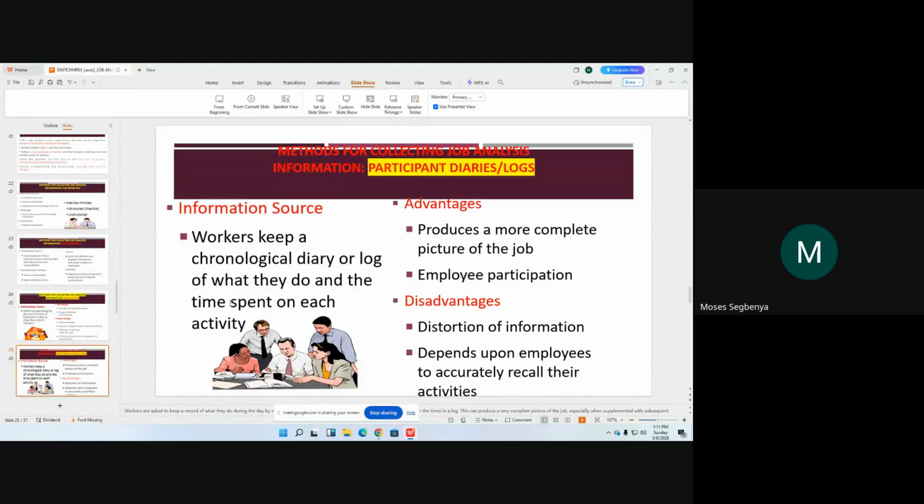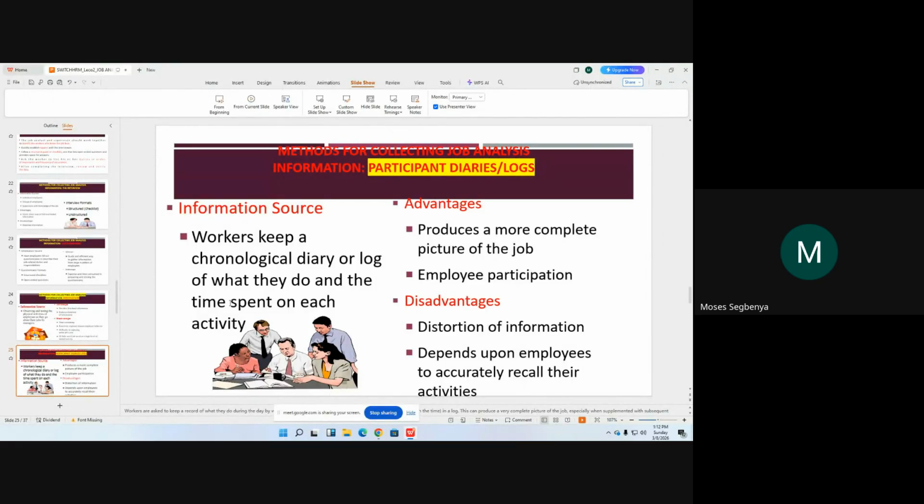Because you want to determine the importance of every job. So you must know the activities that they do. You must know how long they spend on it. And it must be in chronological order to help you see that this one comes first, this one comes second, and this one comes third.